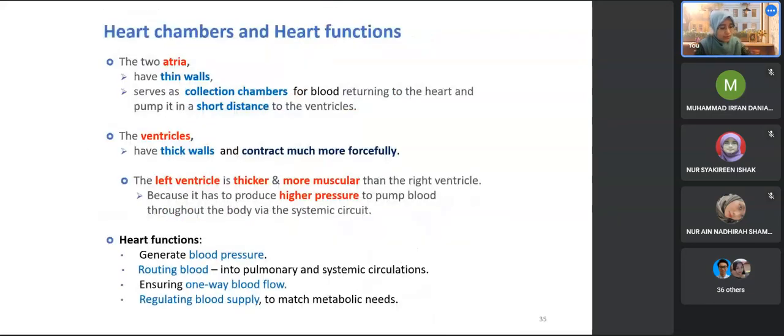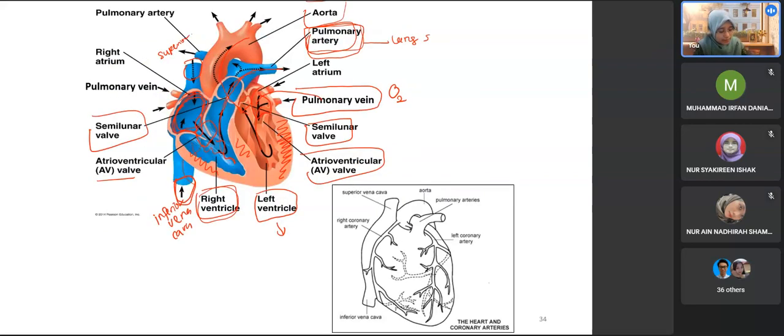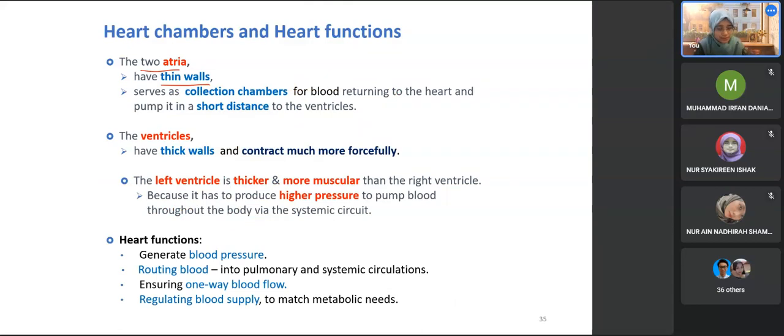Okay, so semua ni saya dah cerita lah sebenarnya kan. So the two atria, they have thin walls. If you look at the structure, they have only thin walls because the two atria need to pump blood a very short distance, which is to the next chamber, the ventricle. So the wall of the atria is thin. Okay, so it acts as a collection chamber for blood returning to the heart and pumps it a short distance into the ventricles.